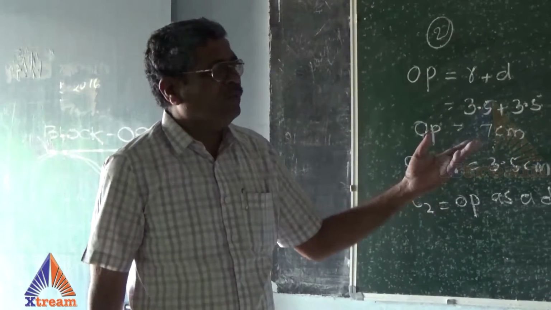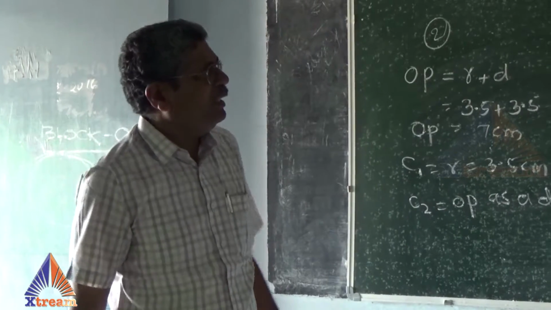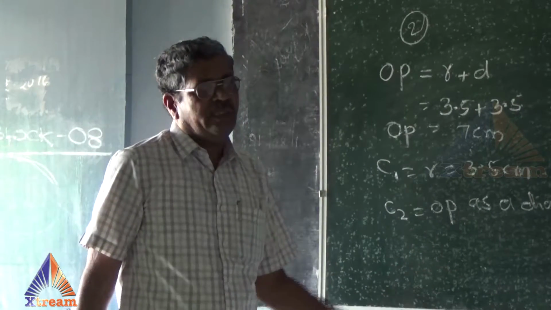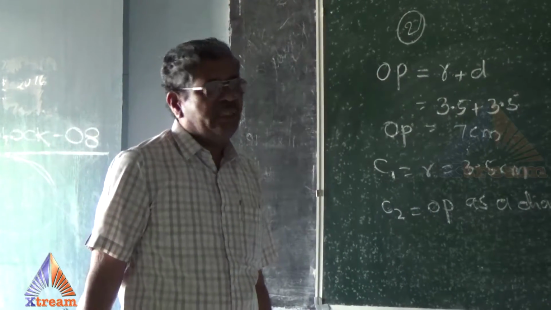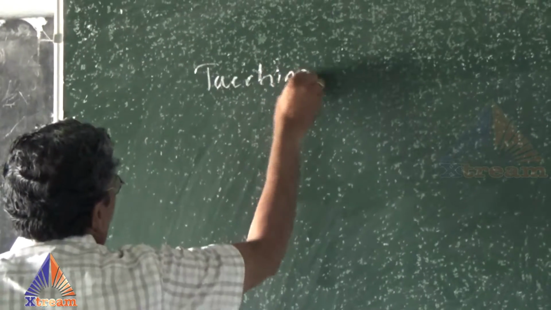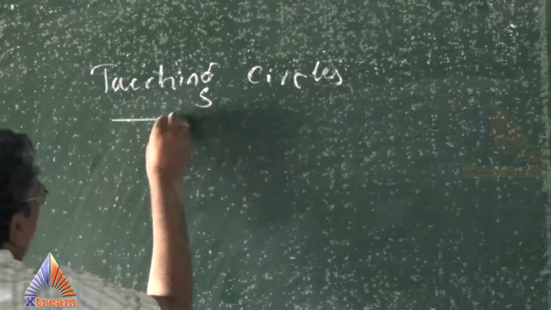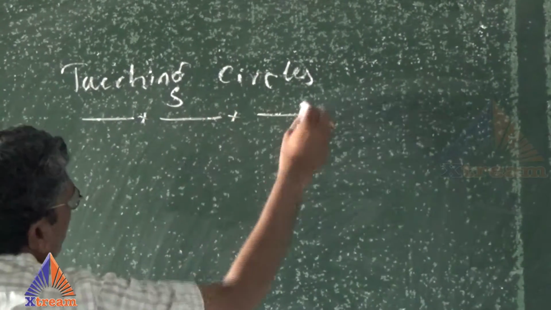So other two problems are there in your exercise. They can be done in exercise 10.5. The next exercise is done once again. Next heading: touching circles.